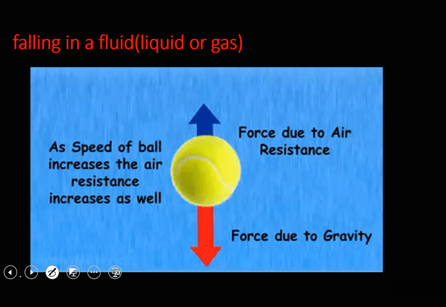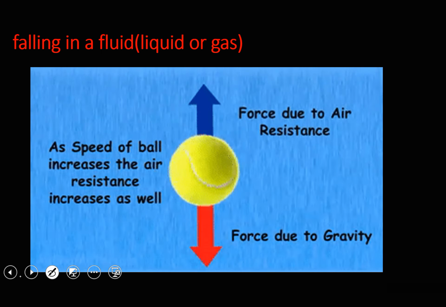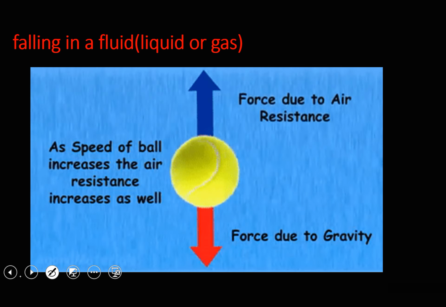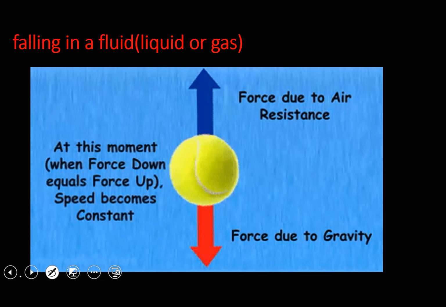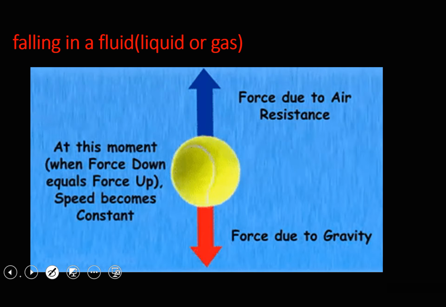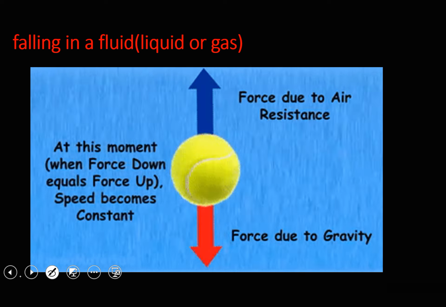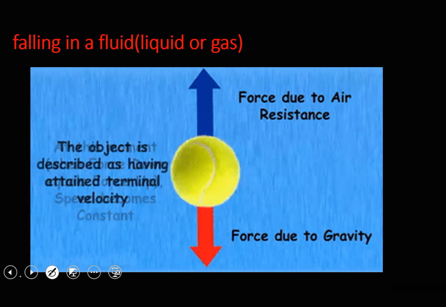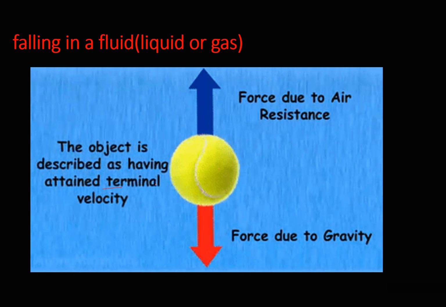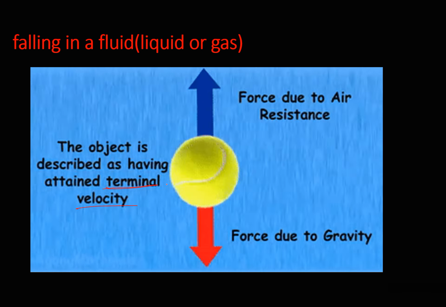So it means the resultant decreases, it decreases, it decreases, until a point when the resultant becomes zero, because the force due to gravity is equal to the force due to air resistance. So they cancel out each other. At this point, the resultant force is zero, the acceleration becomes zero, so it means the speed becomes constant, and the object is said to be describing what we are calling terminal velocity. So that is what we mean by a terminal velocity.